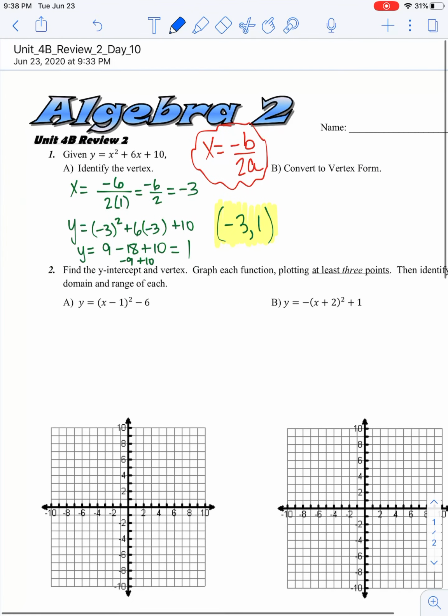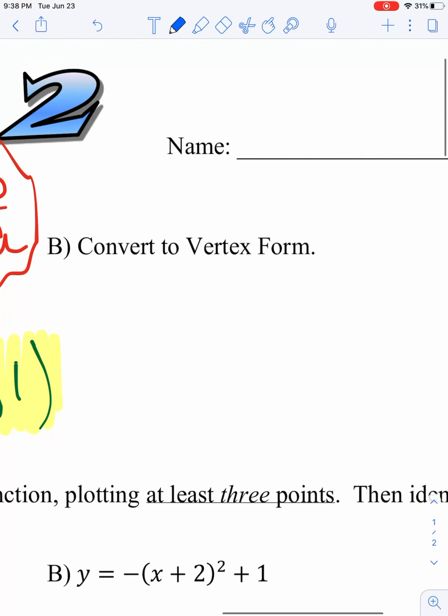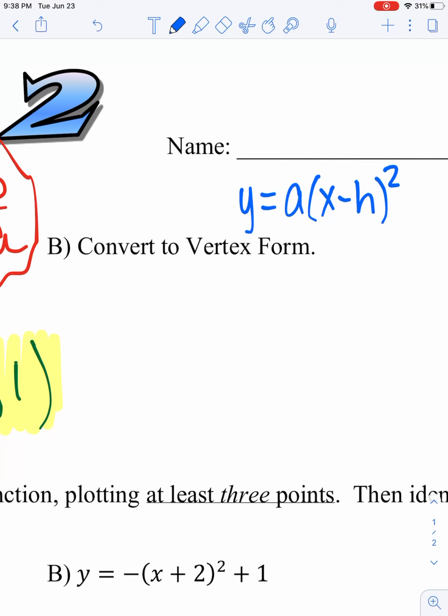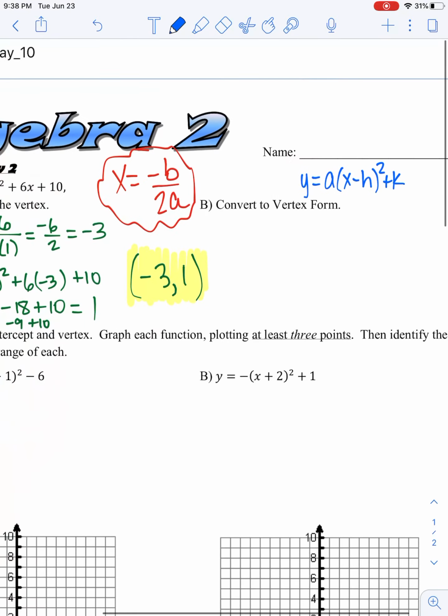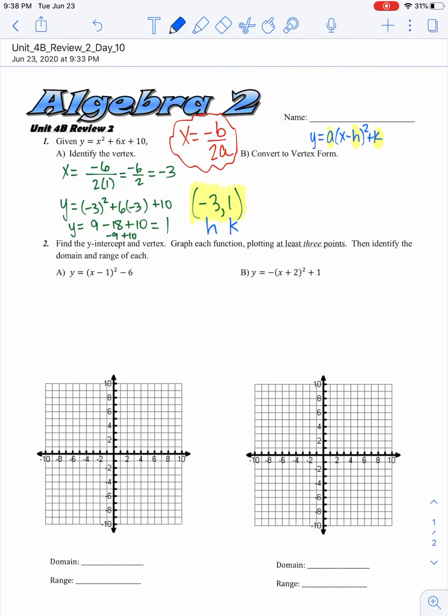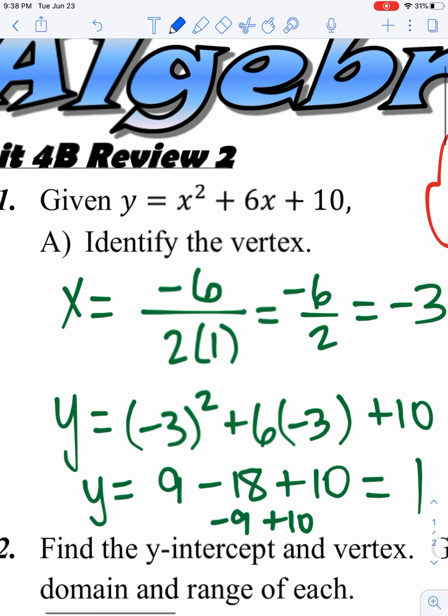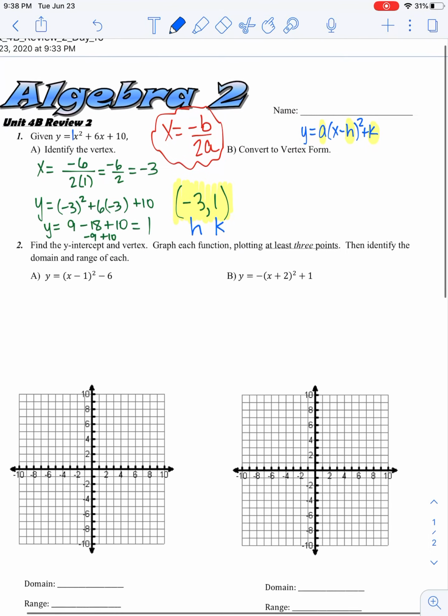All right, now that I have the vertex, to write it in vertex form, basically vertex form is y equals a, x minus h squared plus k. Well, this is what I plug in for h, negative 3. This is what I plug in for the k, a positive 1. So the only variable I'm missing, because I want my equation to have x and y in it, is the a. The way I can get the a is to look back at the original equation in standard form. And a is the number in front of x squared, which is a 1.